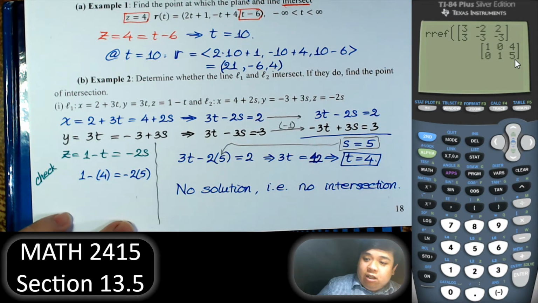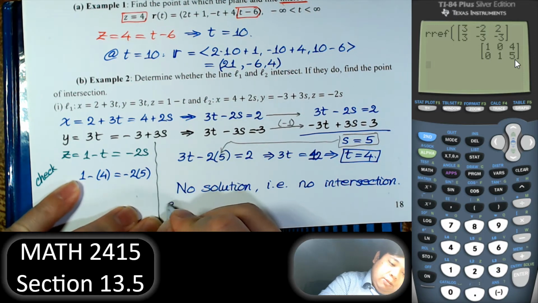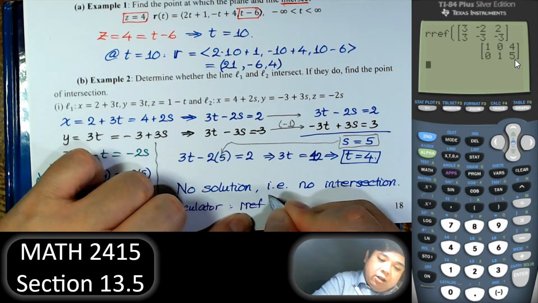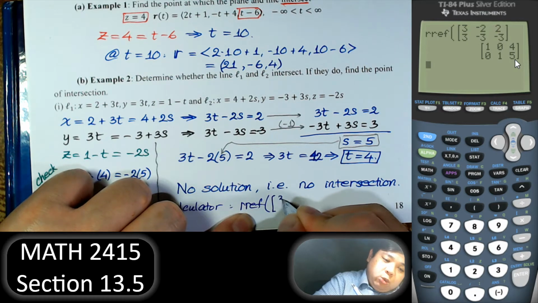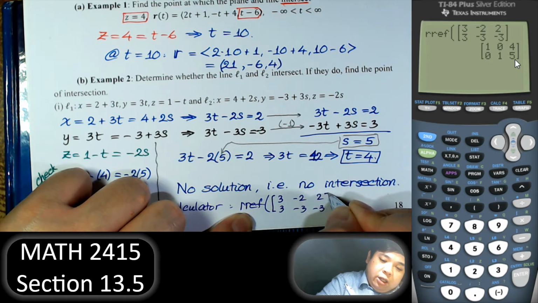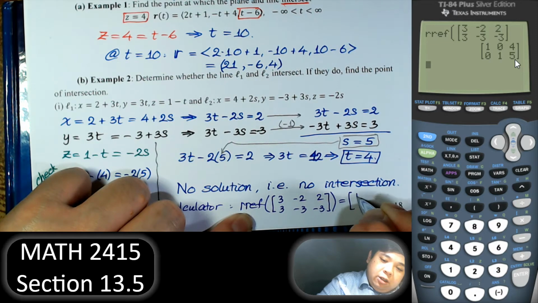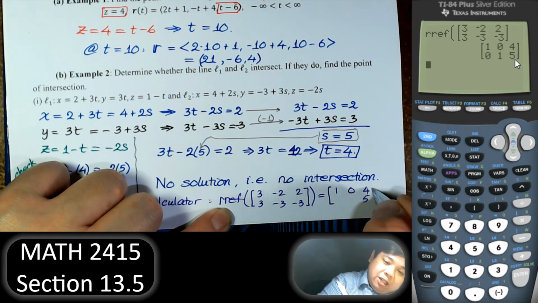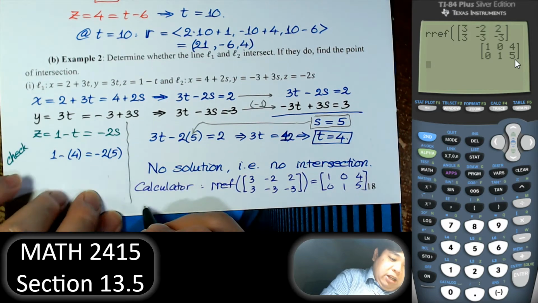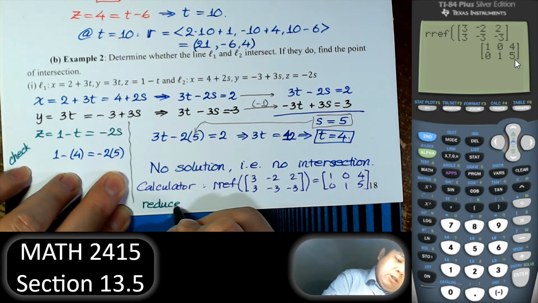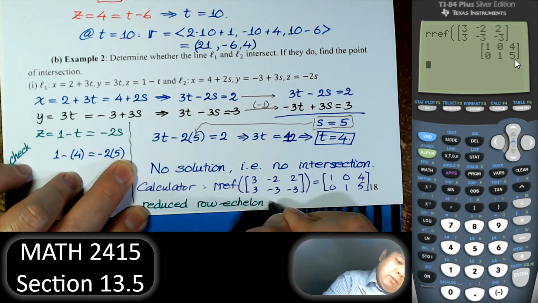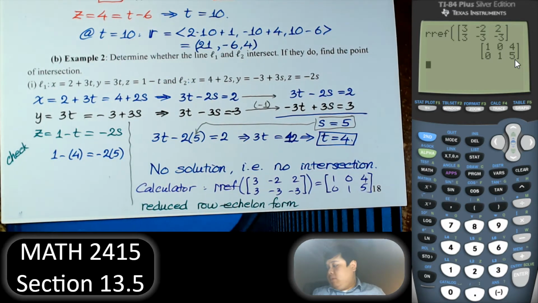Right, let me just write this out. On the calculator we will use RREF, reduced row echelon form, applied to the matrix 3, negative 2, 2, 3, negative 3 and negative 3. If we do that, we have the vector 4 and 5 as the answer. RREF meaning reduced row echelon form.